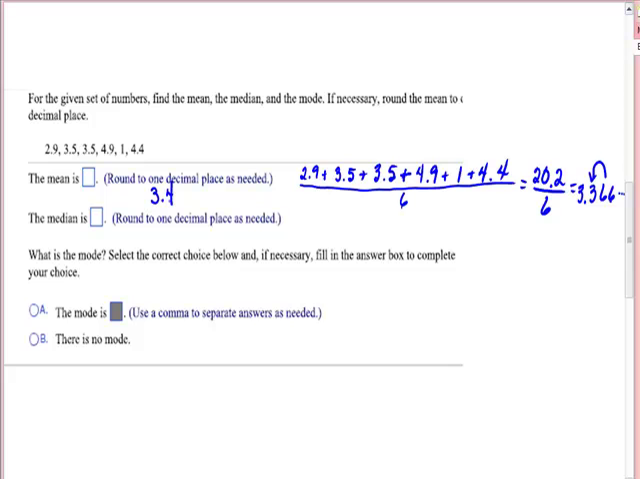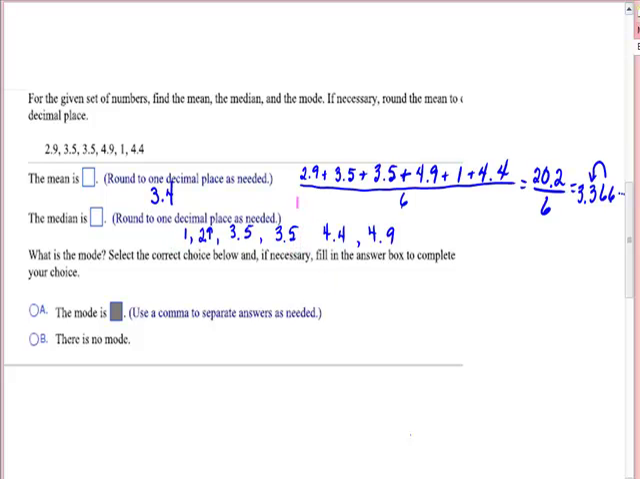Now, the median. I need to put them in order to do the median. The smallest number is 1. Then I have a 2.9, then 3.5, 3.5, 4.4, and 4.9. Let me see if I got them all: 1, 2, 3, 4, 5, 6. The median, well, if that's a 6, then the middle would be right here with 1, 2, 3.